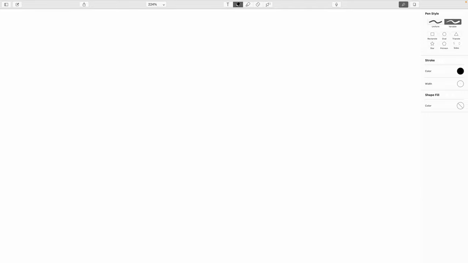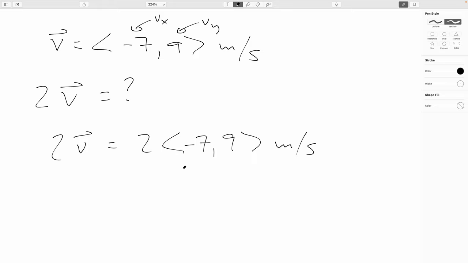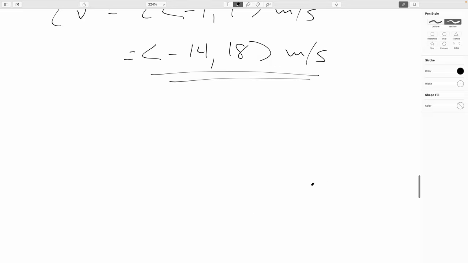All right, so how do I do something like a multiplication by a scalar? As an example, let's say I have a velocity of (-7, 9) meters per second. This piece would be my v sub x, and this piece would be my v sub y. And let's say something is going twice as fast as that. So what is its velocity? The idea is you distribute the scalar across the vector components. So 2 × -7 = -14, and 2 × 9 = 18 meters per second, like that.